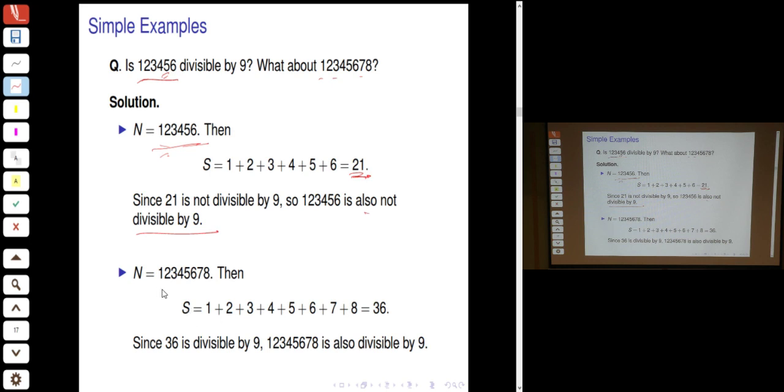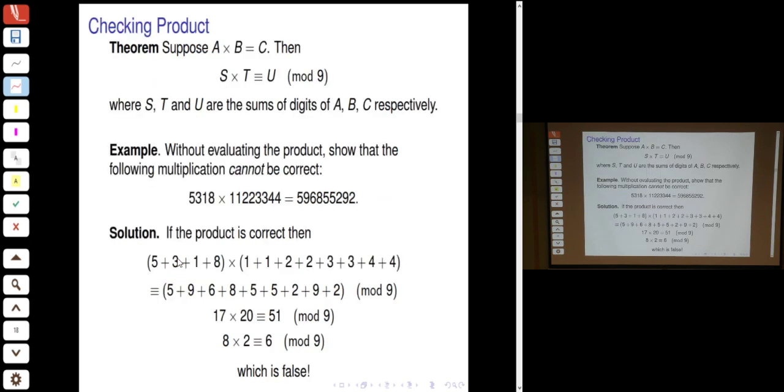On the other hand, for 12345678, the sum of the digits is 36. 36 is divisible by 9, so the original number 12345678 is also divisible by 9. Okay? So these are some applications of this criterion.